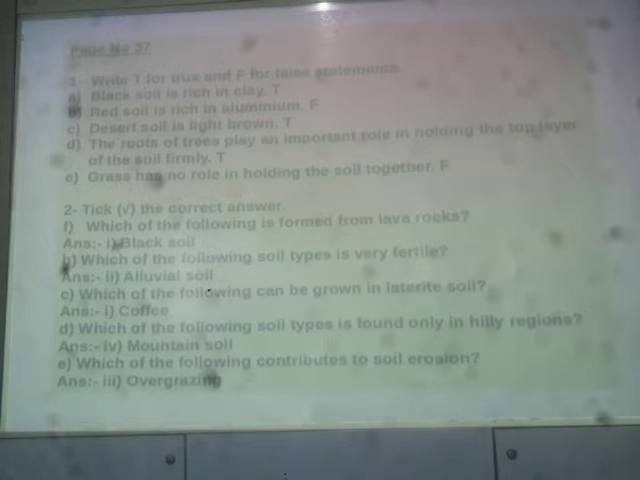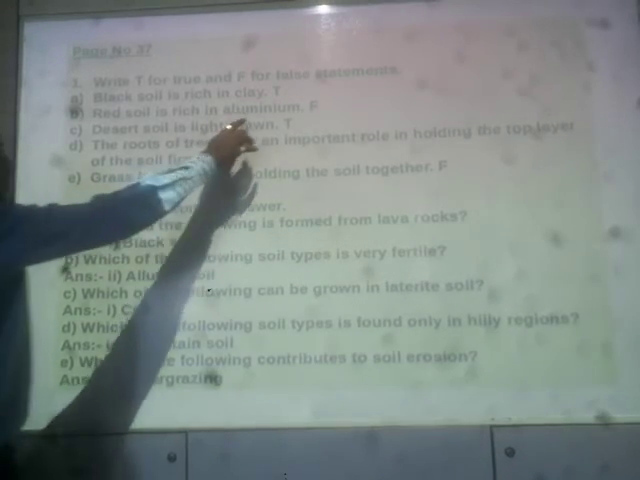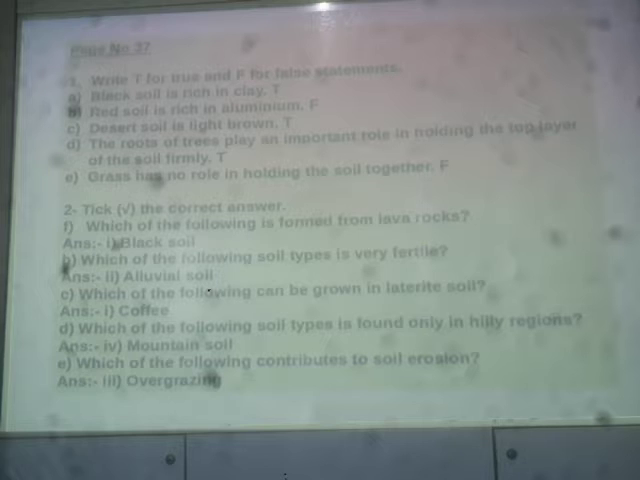Now coming on to the question answer, we need to discuss the question answer. Write T for true and F for false statements. Black soil is rich in clay. Yes, very true. Black soil is very much rich in clay. Red soil is rich in aluminium. It is false. Red soil is not rich in aluminium.